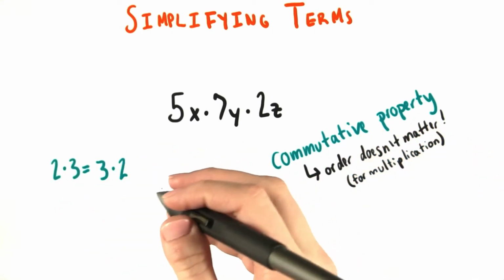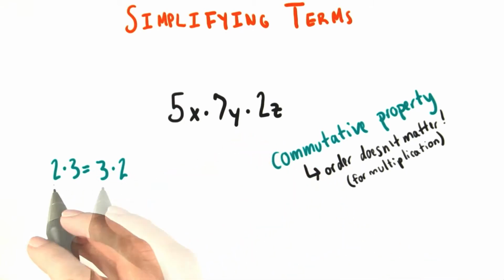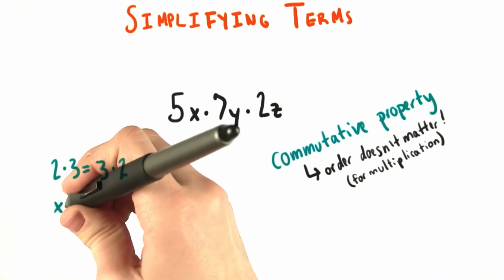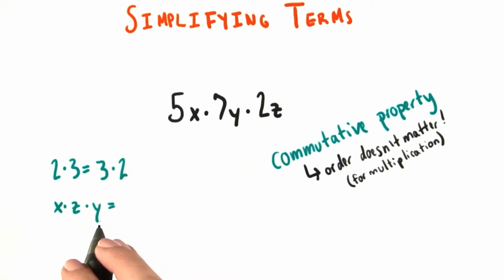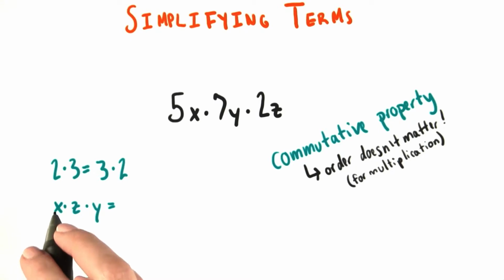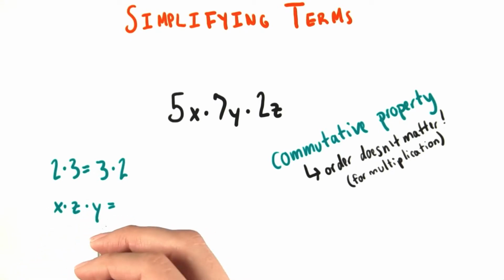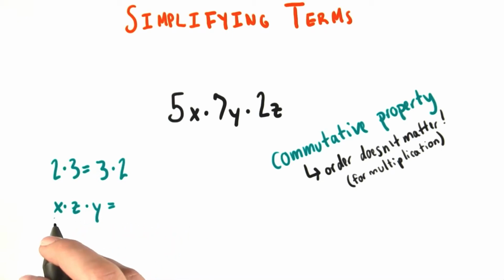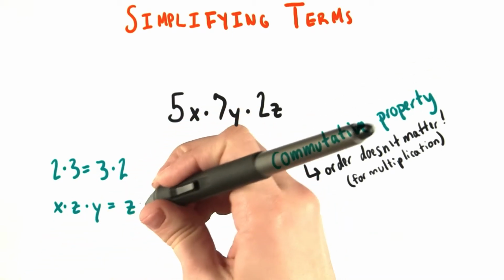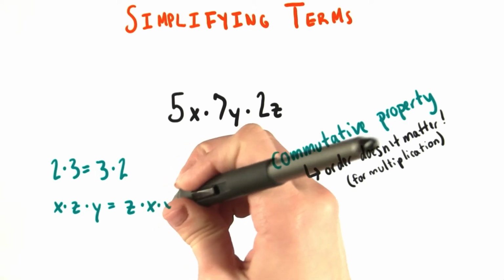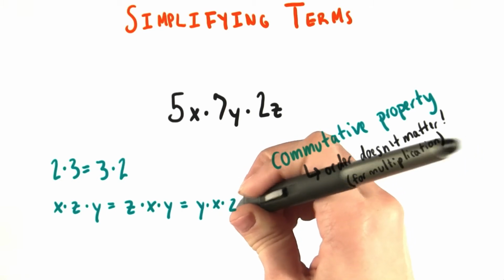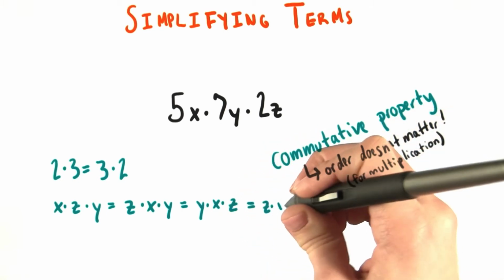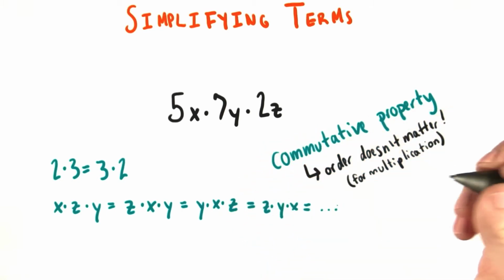If we want to talk about this with variables instead of with numbers, we could talk about, let's say, x times z times y. Here we have 3 different variables multiplied together, and we can rearrange these factors in any order we want and still get a mathematically equivalent expression. So we could have a ton of different things, maybe z times x times y, that's also equal to y times x times z, or z times y times x, and so on and so forth.